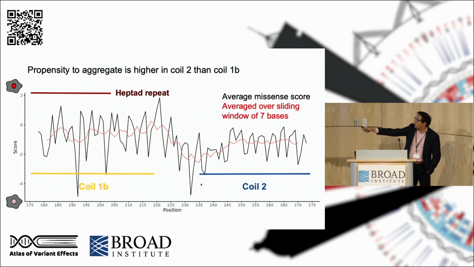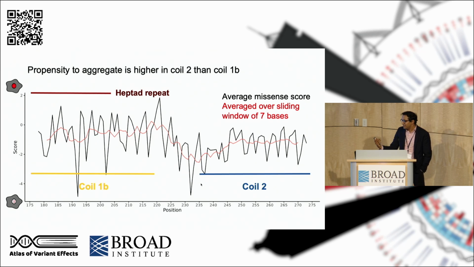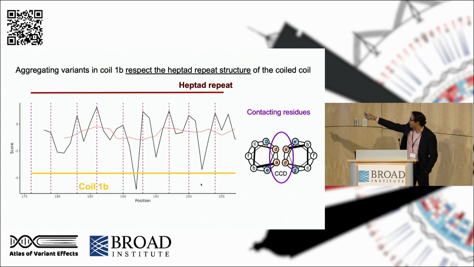In part of coil 1b, there's this heptad repeat. Lamin A isn't just a structural protein, it's also a coiled coil protein. So there's repetitiveness. If you look here, there's a coiled-coil dimer, and positions A and D on that dimer are residues that are pointing towards each other. All of the other positions, B, C, E, F, and G, are positions that are pointing away towards solvent.